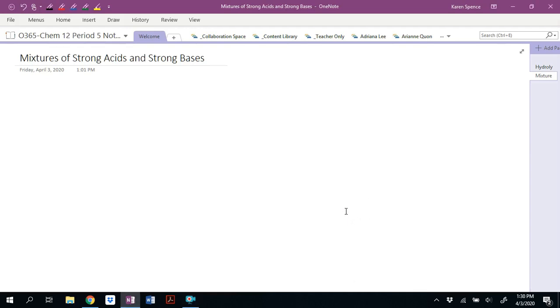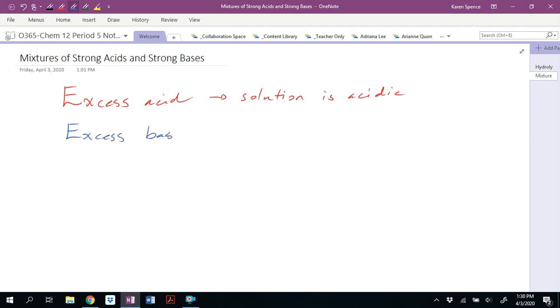Today we will be looking at mixtures of strong acids and strong bases. And the key thing here is that when we are looking at mixtures of strong acids and bases, you can either have excess acid, in which case the solution is acidic, or you can have excess base, in which case the solution is basic.